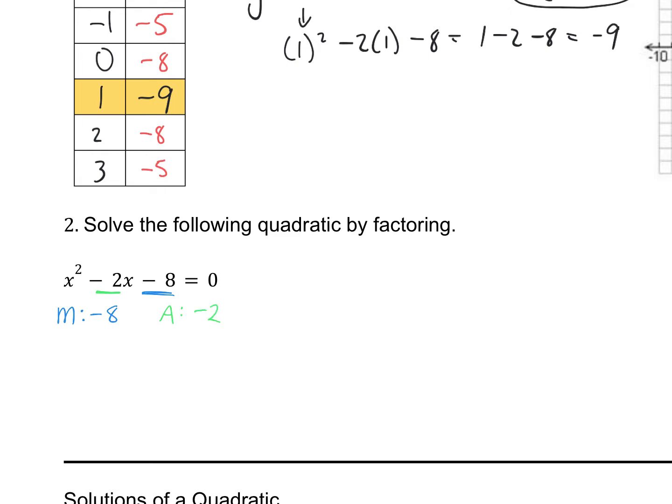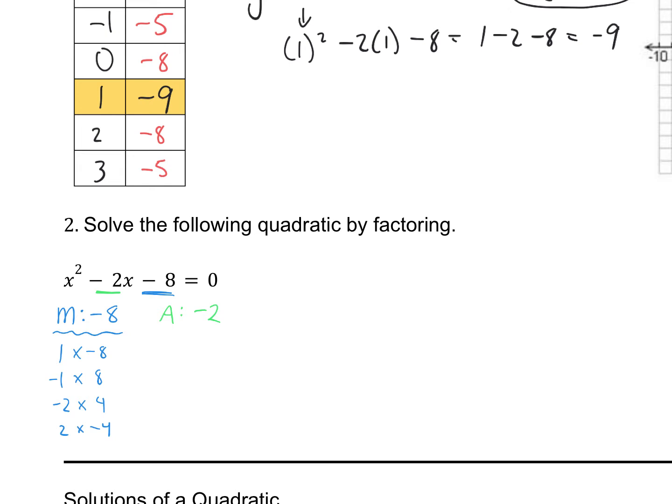So let's go ahead and list out our factors of negative 8. So what multiplies to give me negative 8? I know 1 times negative 8 does. I know negative 1 times positive 8, negative 2 times positive 4, and 2 times negative 4. So listing those out.